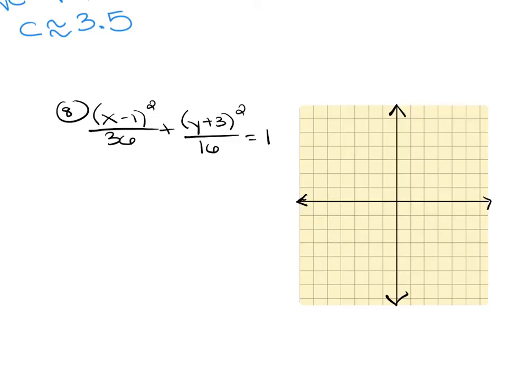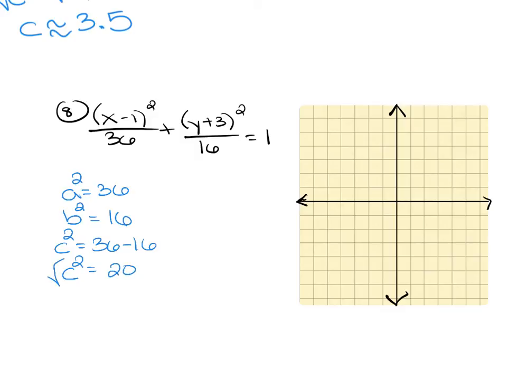All right, let's try number 8 here. So let's just piece apart this. A squared is going to be the larger denominator, which is going to be 36. B squared is going to be the other one, so it's going to be 16. We need to find our foci, so C squared is equal to 36 minus 16. C squared is going to be equal to 20. And then we're going to square root both sides. So I've got C is going to be approximately 4.5.